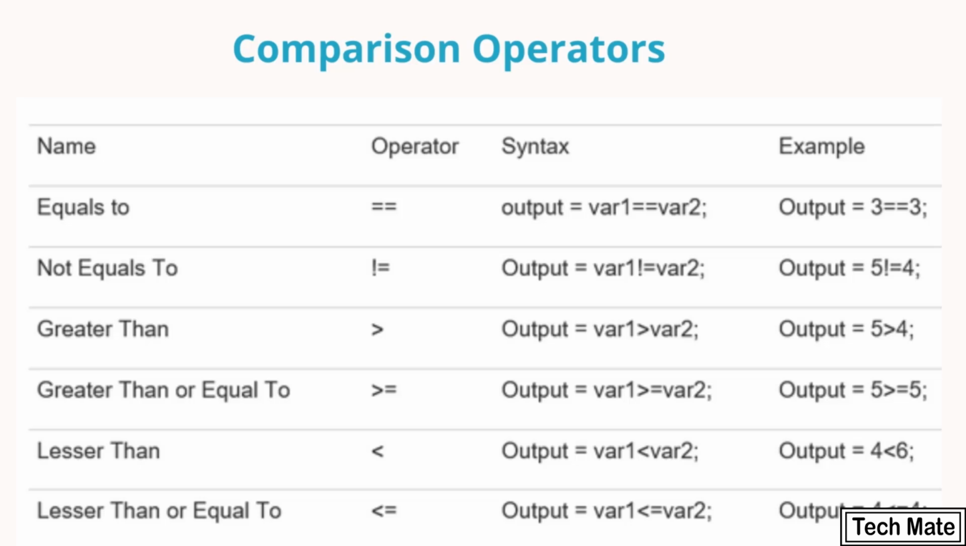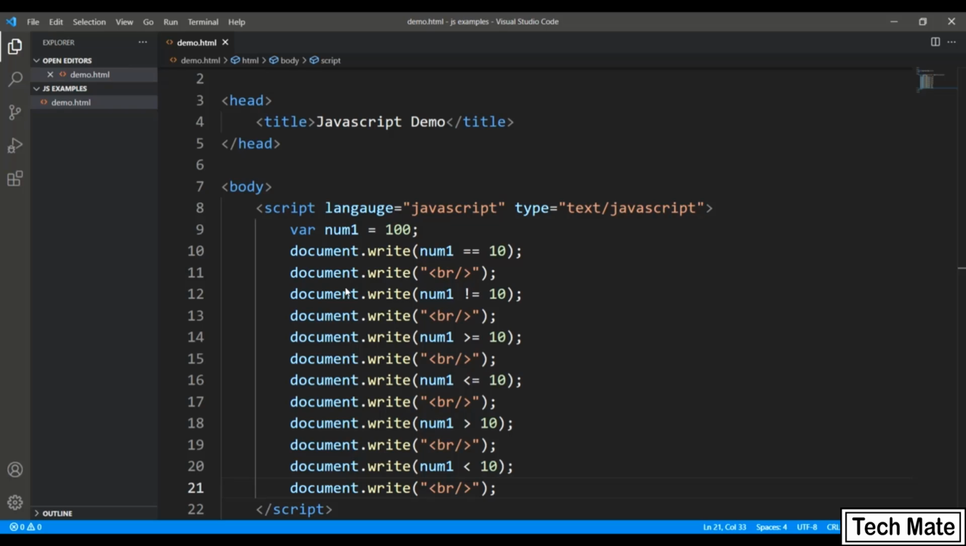So let's see practically how we can implement these operators. For implementing the comparison operators, I have simply taken a variable and, using the assignment operator, I have assigned a value of 100. It's a fixed value, and now I have used all the comparison operators: double equals to for comparing the equality, not equals to, greater than equal to, less than equal to, greater than, and less than.